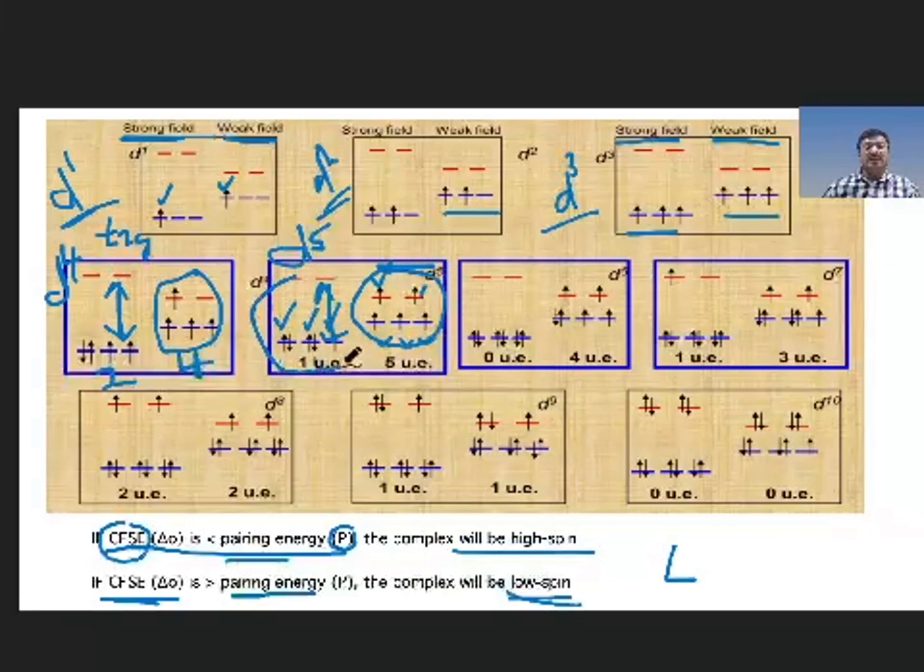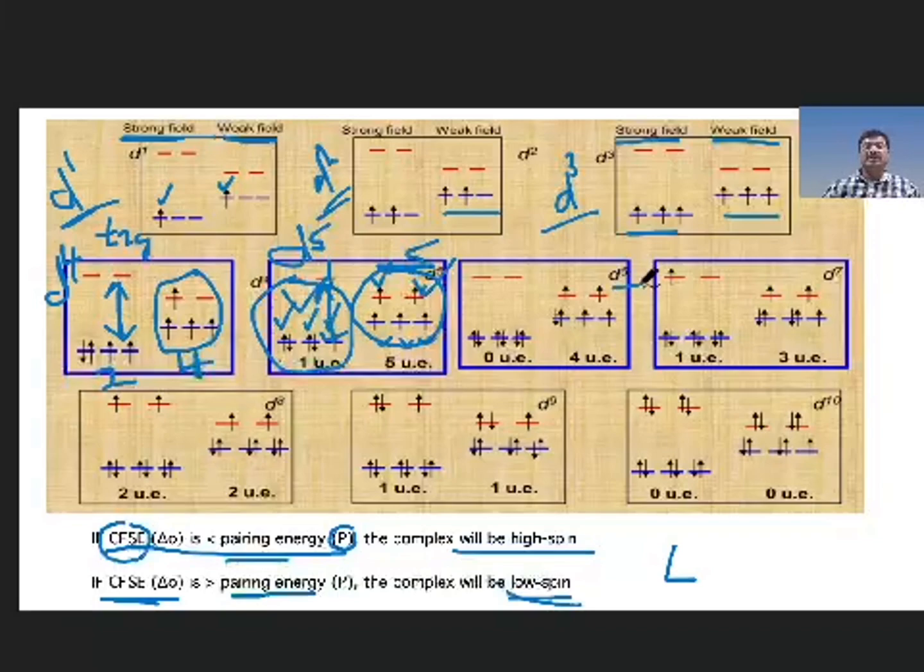In this case, the electronic configuration is t2g5 and it has one unpaired electron, and this one has a total of 5 unpaired electrons. It is a high spin compound and it is a low spin compound. And next, let us come to the d6 electronic configuration.